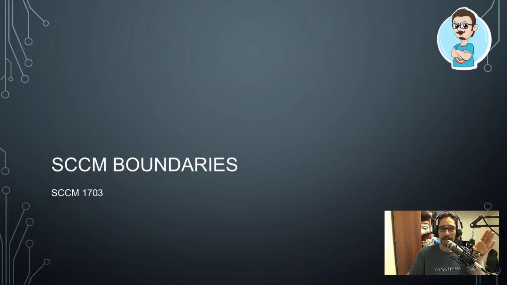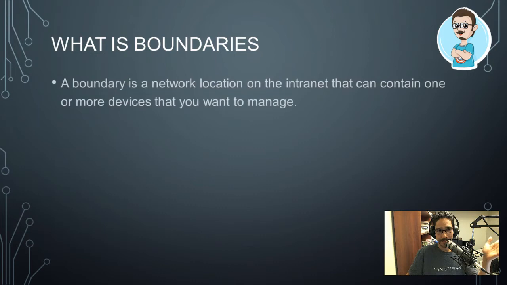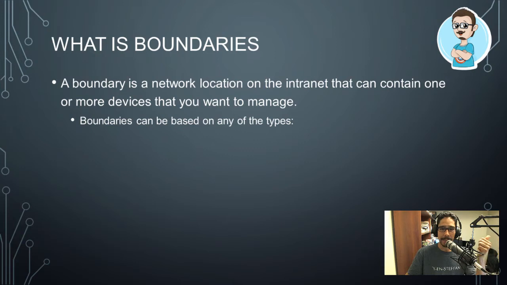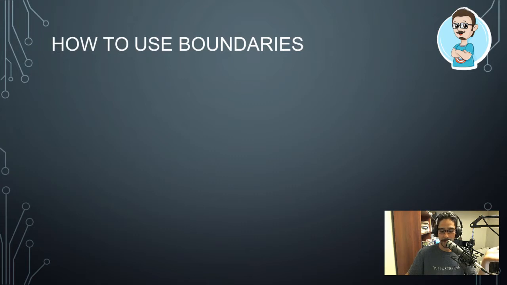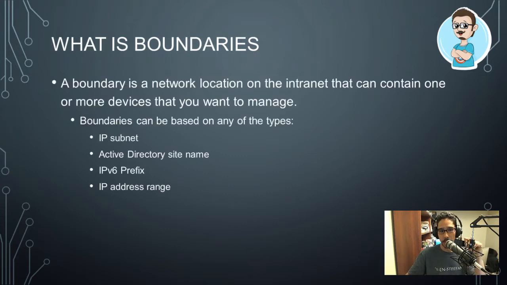So the SCCM boundaries. So what are boundaries? A boundary is a network location on the intranet that contains one or more devices that you want to manage, right? Boundaries can be based on these specific types. You have IP subnet, you have Active Directory site name, you have IPv6 prefix, and you have an IP address range. Okay, for us, we're going to be dealing with IP subnet and also Active Directory site name.